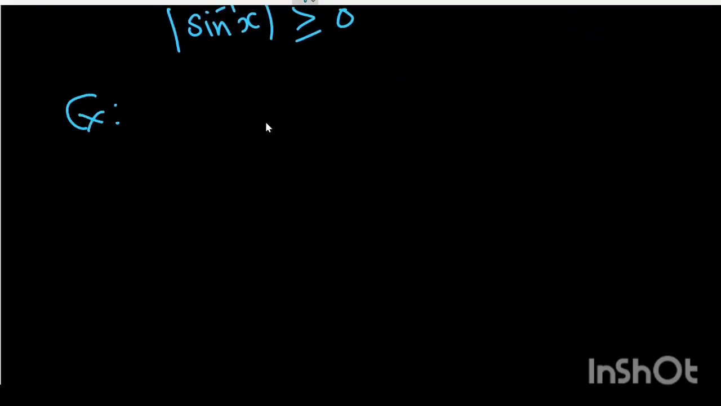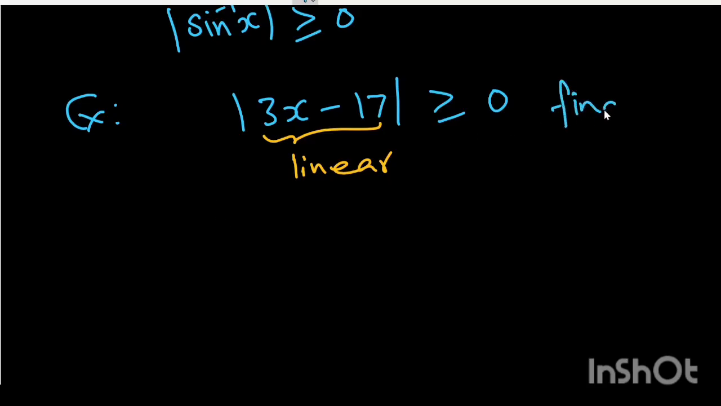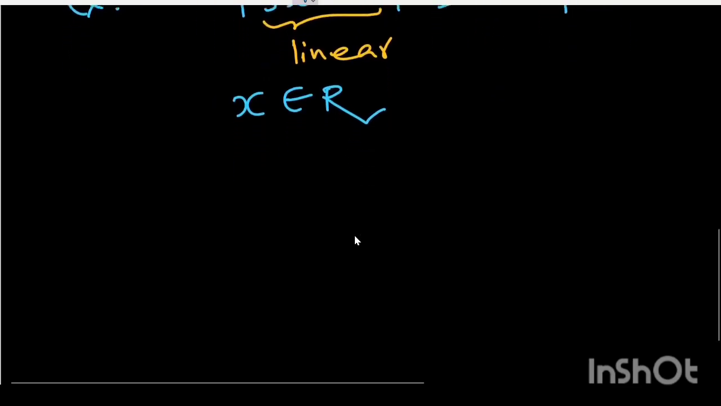Again we can take any other example, |3x minus 17| greater than or equal to 0. Now 3x minus 17 is a linear function. Again any value of x can be substituted. So what is x? If they are asking what is x, this is also an identity because it is valid for all real values. So x belonging to R.